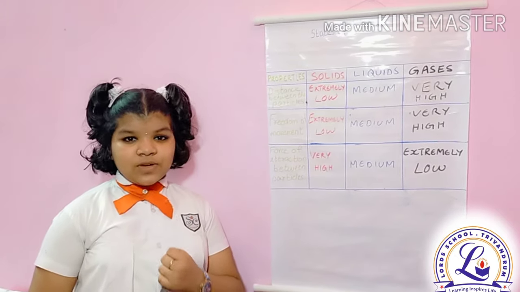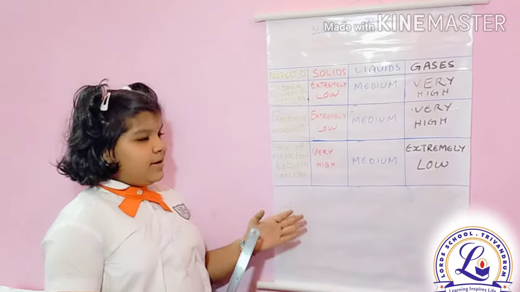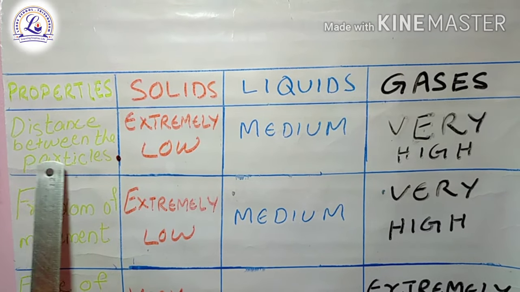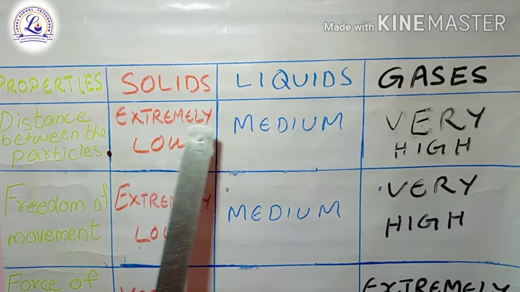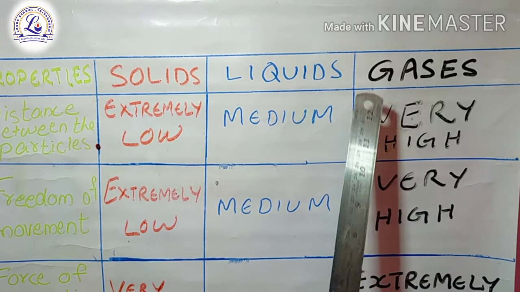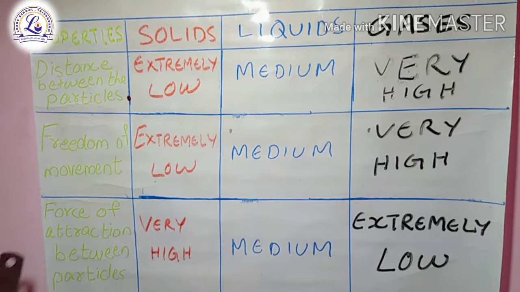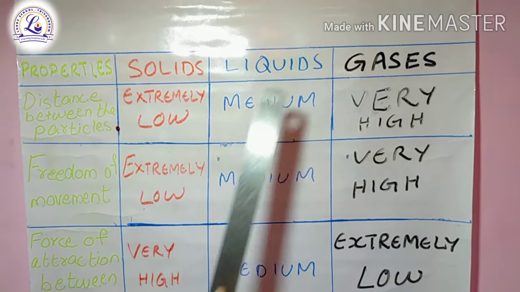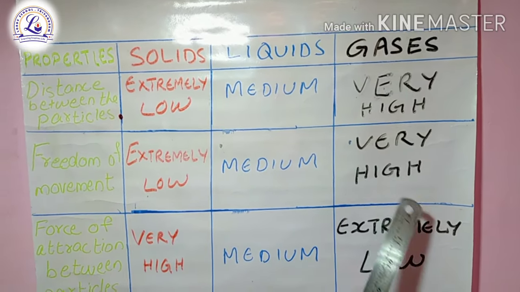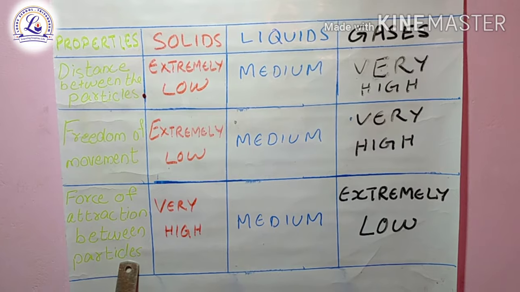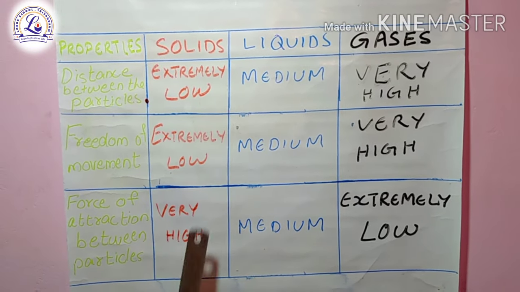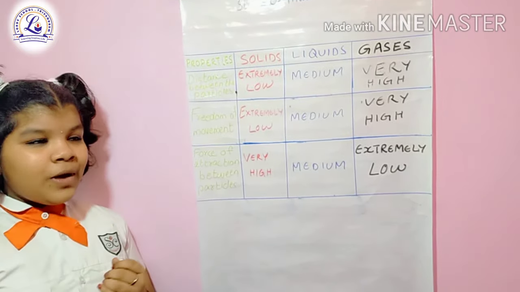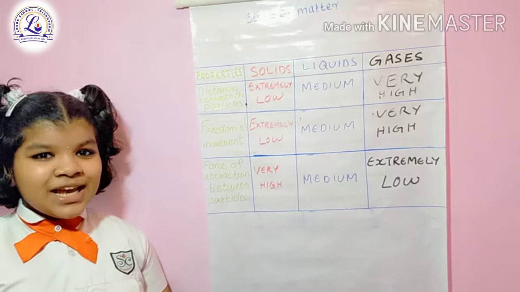I will brief the things we discussed just now using a table. It will help you to understand very easily. So let's start. The distance between the particles in solids is extremely low, in liquids is medium, in gases is very high. Freedom of movement in solid is extremely low, in liquids is medium, in gases very high. Force of attraction between particles in solids is very high, in liquids is medium, in gases is extremely low. I hope this table has helped you to understand much better.